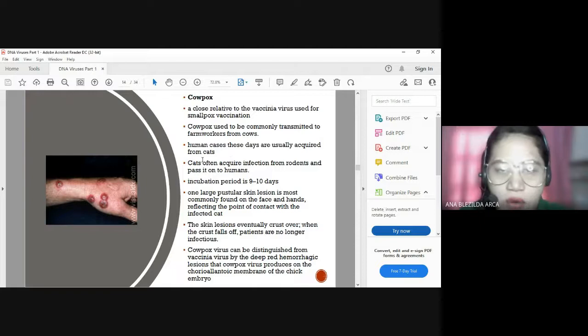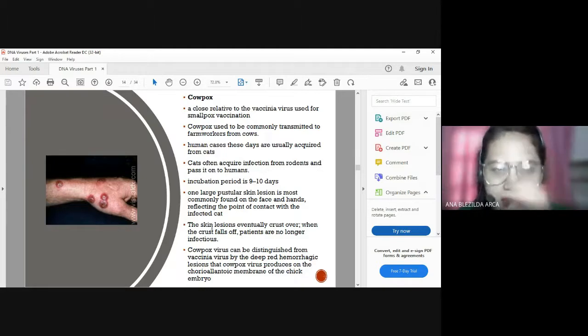Paano daw nakukuha ng pusa? The cats can acquire the infection from rodents and then pass it on to humans. Okay? So ganun yung cycle niyan sa mga farm. Magmula sa cow, papunta sa rodent, papunta sa cat, hanggang mapunta sa humans. And then the lesions can be found in the arms or the hands of the human who touched the cat. Okay?